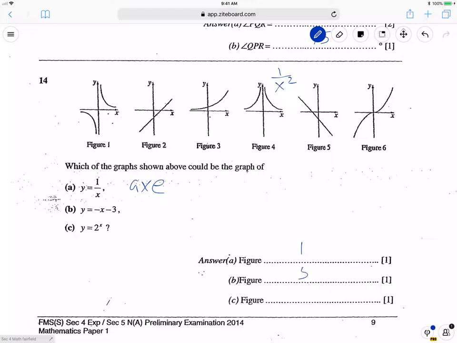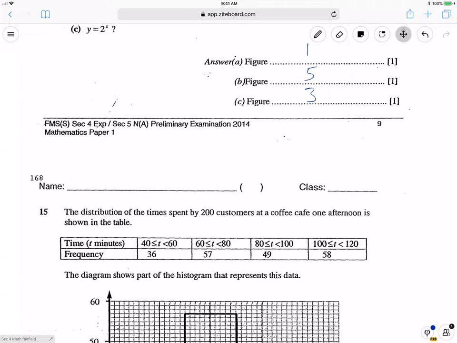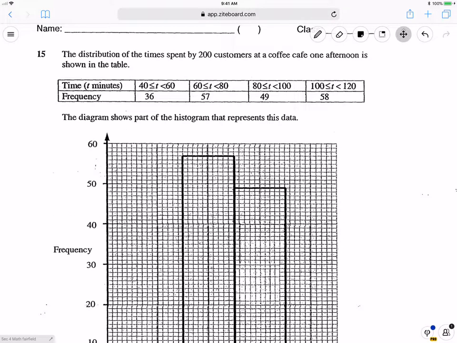Yes, very good. Because it's downward sloping, right? Then how about the 2 to the power x? It's 3, so figure 3. Remember, it's the bowl thing. So you have to memorize this. Once you memorize, it's very easy. 3 marks is confirmed.